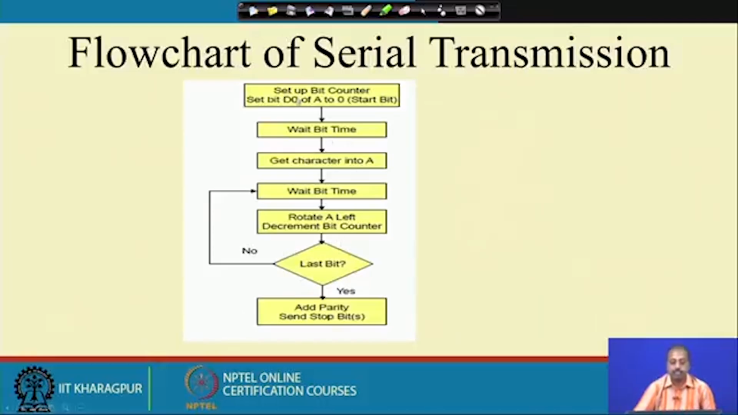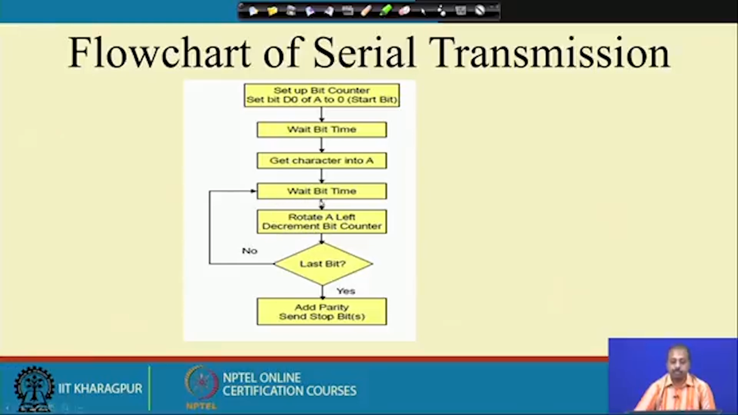So, the flow chart is like this: set up the bit counter, set bit D0 of A to 0, for the start bit part. Then we wait for the bit time. This will help us in transmitting the start bit. Then we get the character into the accumulator, then wait for bit time. So, this is in a loop now. Of course, you can say that you are waiting for 2 bit times here, but this may be brought down also. Rotate A left and decrement the bit counter.